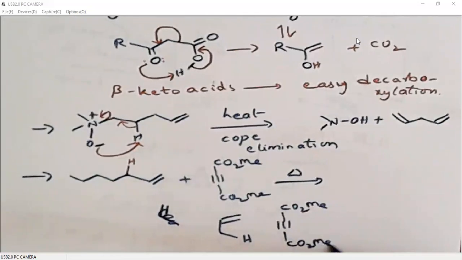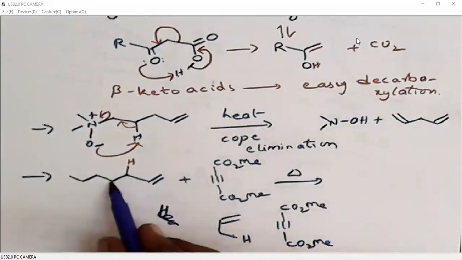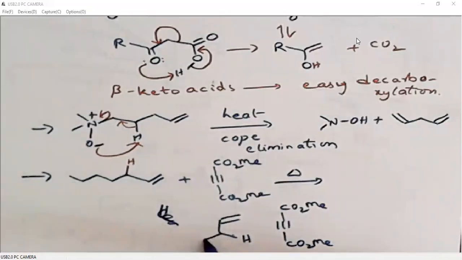You just rewrite. Okay, so this is a 4 pi system, like 2 pi plus 2 sigma. This is 2 pi. Now you can have other carbons: 1, 2, 3, 4; 1, 2, 3, 4. Now you think about the ene reaction. So what is the ene reaction?